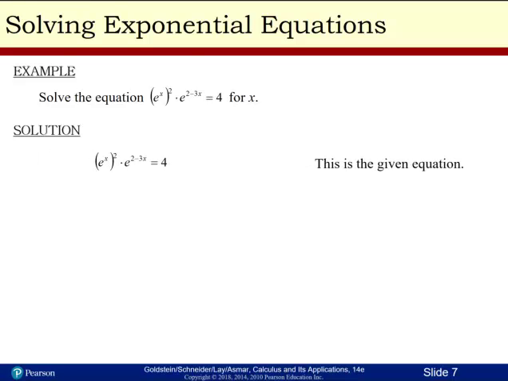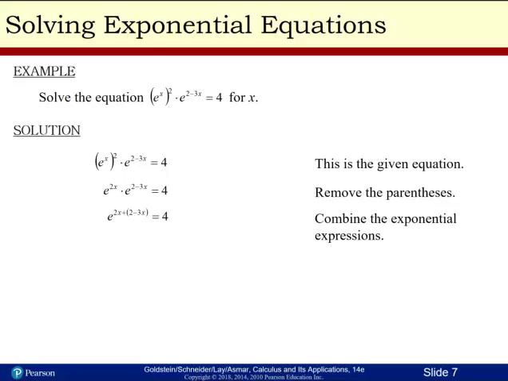Let's use some algebra to see how we can simplify and solve this equation for x. So let's write down our equation. We have (e to the x) quantity squared times e to the 2 minus 3x, and then that equals 4. So let's remove our parentheses and use our power rules. We have e to the 2x because we multiplied exponents there. Then we'll combine expressions. We have two terms being multiplied with the same base, so we can add those exponents. And when we add those exponents, we get e to the 2 minus x equals 4. That's pretty cool. Let's take the natural log of both sides.